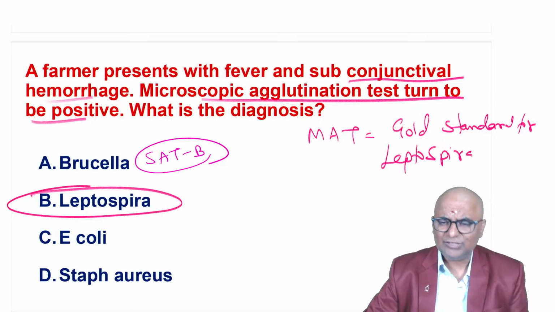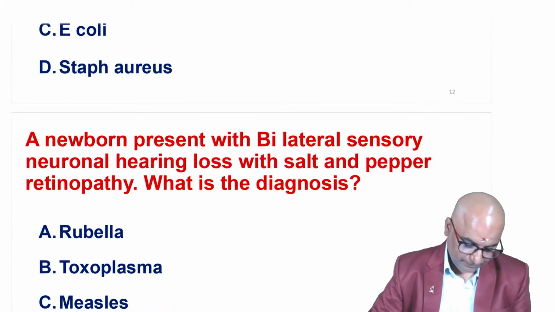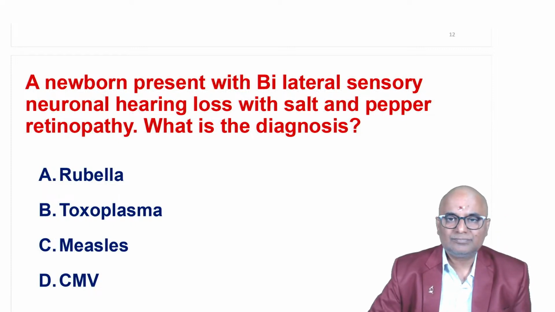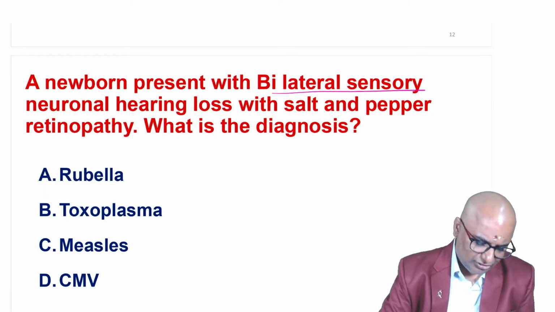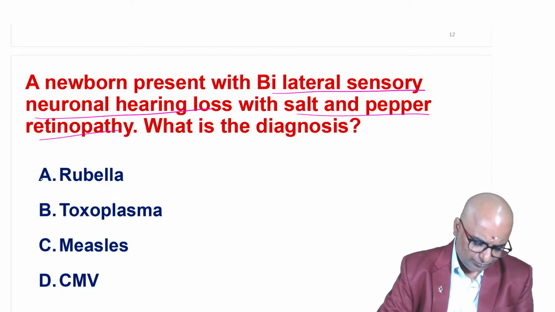Questions are easy questions, high scoring questions. Calmness is important. Without panic, if you attend, it will be easy. See here, a newborn presents with bilateral sensorineural hearing loss, salt and pepper retinopathy. Direct question. It is congenital rubella syndrome.